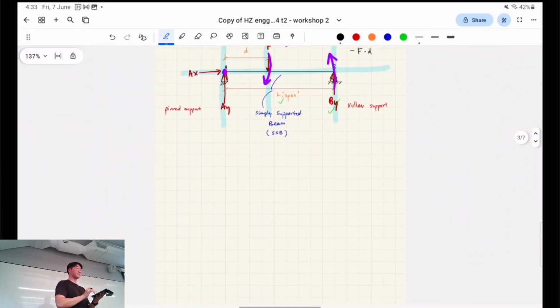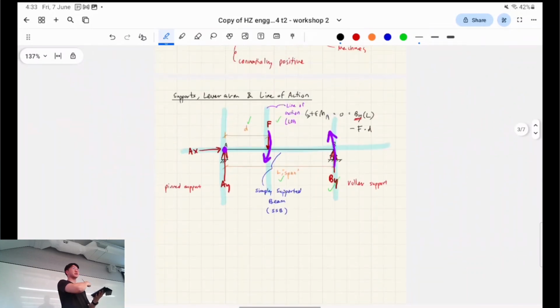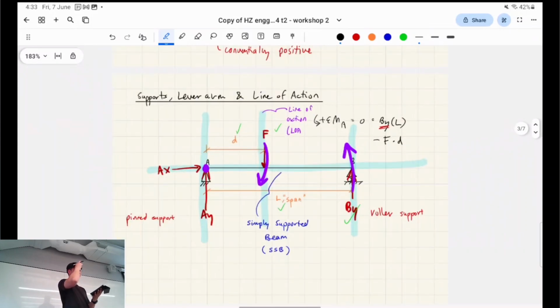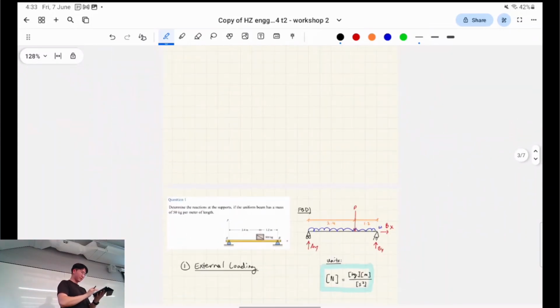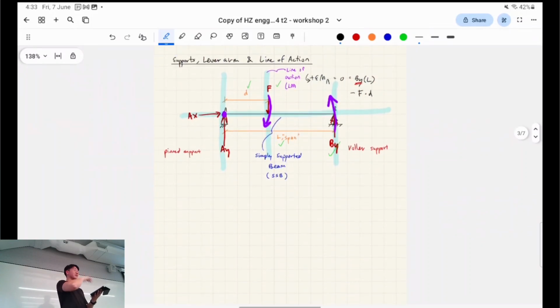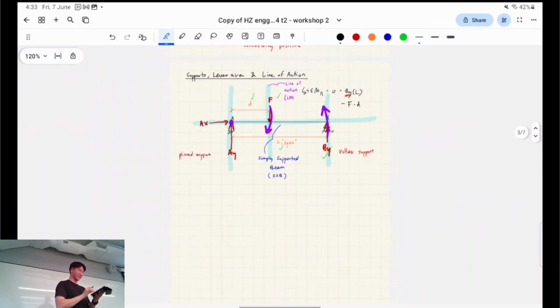Okay, we'll just move on. Does everyone have any questions so far? Okay. So that covers supports, lever arms, and lines of action on a simply supported beam. Sorry, there's a ton of terminology you're going to have to pick up pretty quickly just between those things.